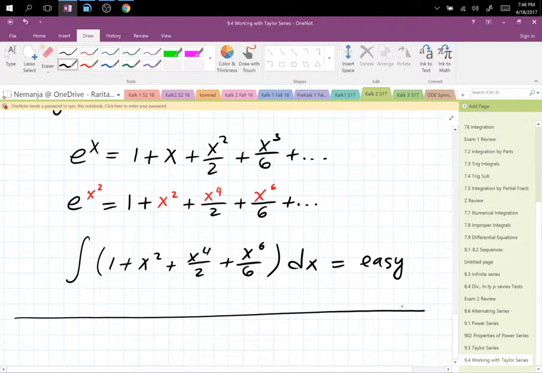So this is the reason why on the first day when I taught about power series, I said it's not a power series, it's power series, you know? Because you can do stuff with this that is just amazing.